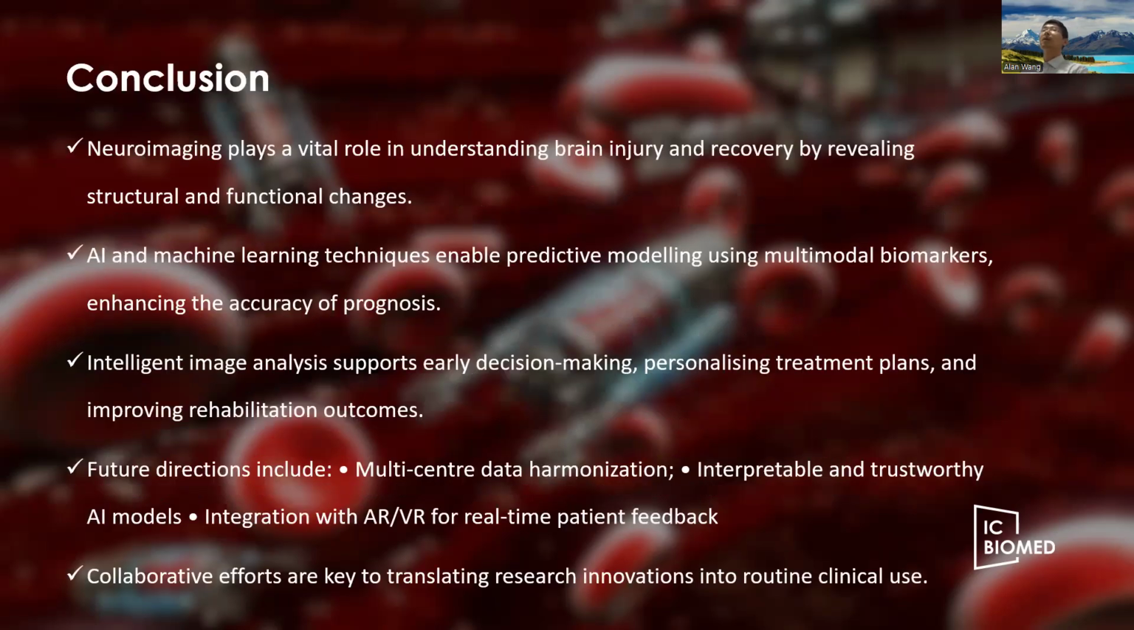The conclusion for this talk is that neuroimaging plays a very important role in understanding brain injury and recovery, and artificial intelligence and machine learning techniques can enable us to have more intelligent predictive modeling. And intelligent multimodal neuroimaging analysis can support early decision making and personalized treatment plans, and also improve the outcome for the patient.